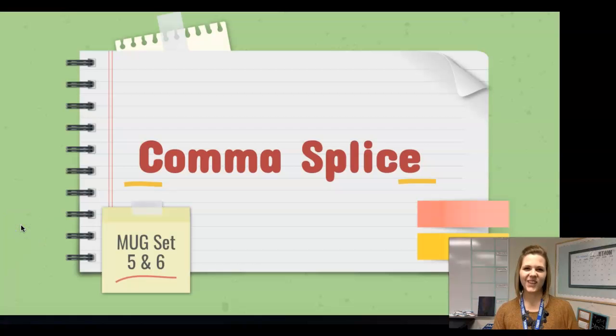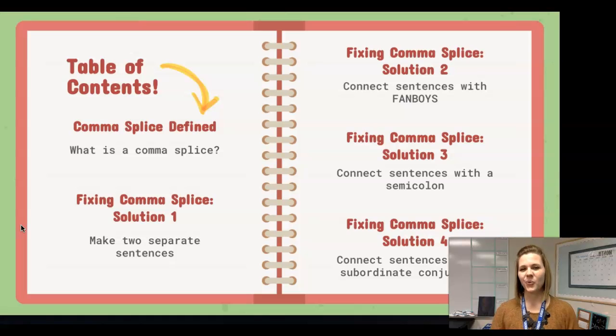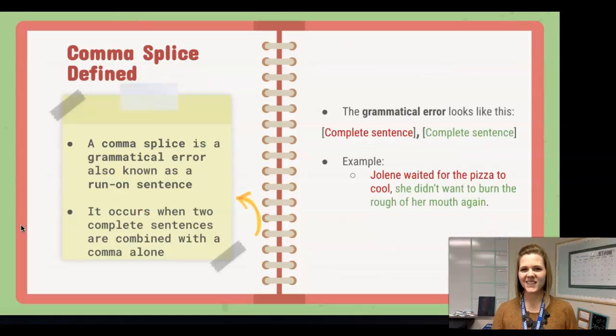Hey everyone, in this set of lecture notes we are going to discuss comma splice. Specifically, we are going to first define what a comma splice is, and then we're going to talk about the 4 ways that we can fix a comma splice in a sentence. So first, let's define what a comma splice is.